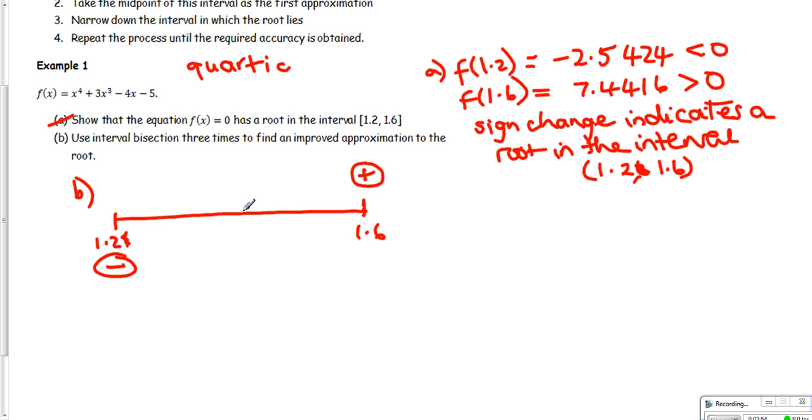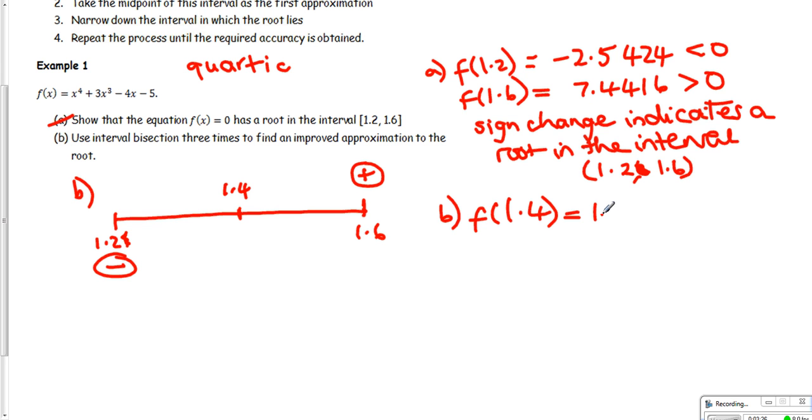So the first thing we're going to do is choose the midpoint of this interval, because this method is called interval bisection. And the midpoint of 1.2 and 1.6 is 1.4. So we're going to look at 1.4 and we're going to work out whether the graph has already crossed through or whether it crosses through after that point. And the way we're going to do that is by looking at the sign, in other words, whether it's positive or negative. So same again, pause the video, work out f(1.4).